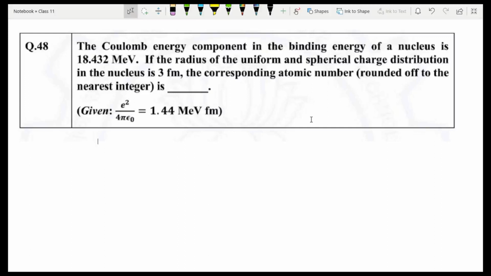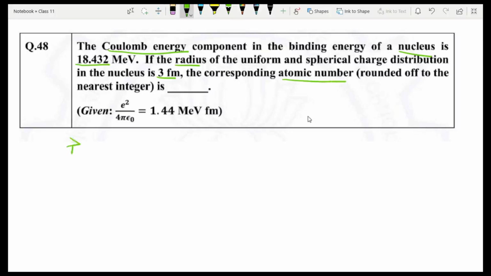So in the question they have given the coulombic energy component of a nucleus as 18.432 MeV, and also they have given the radius of the nucleus. They have asked us to find its corresponding atomic number.